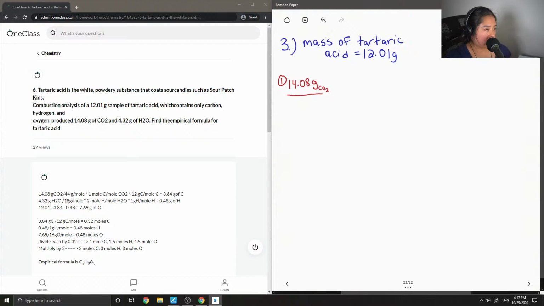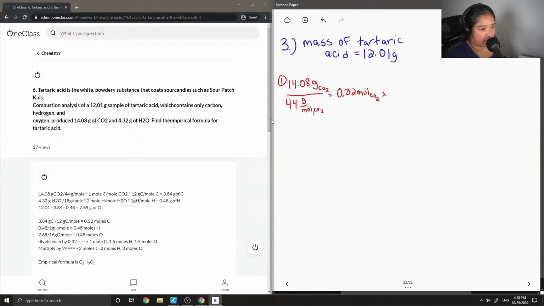So to do that, it's just mass over molar mass. So the mass was 14. The molar mass of CO2 is 44 grams per mole. Then I'll also just put CO2 there. So we then get a number of moles of 0.32 moles of CO2. But now I'm interested in finding out how many moles of carbon is in that many moles of the CO2.